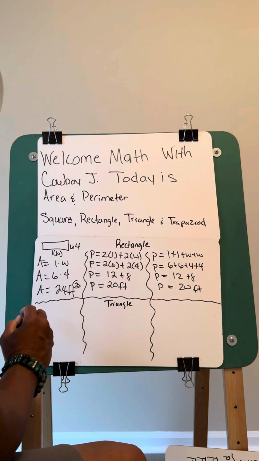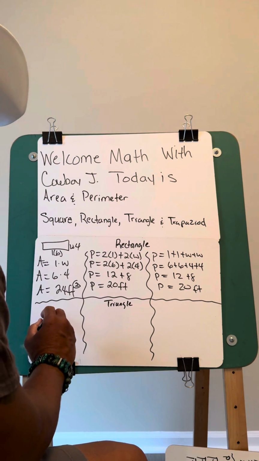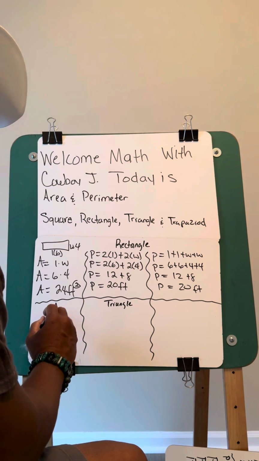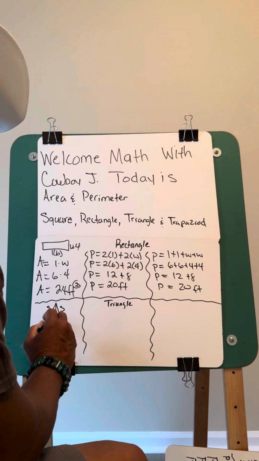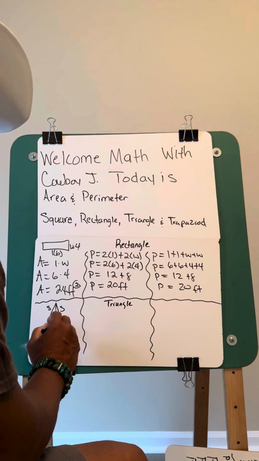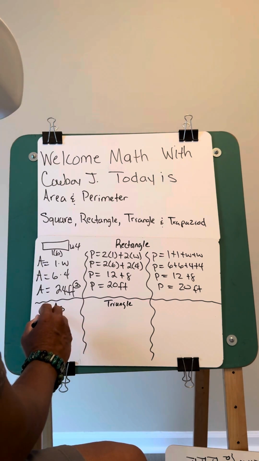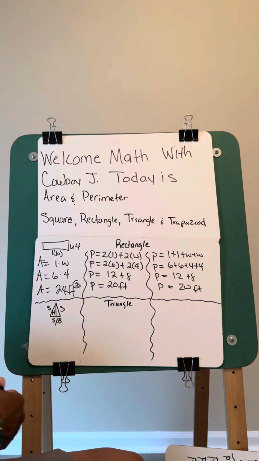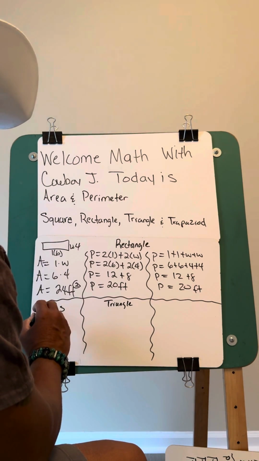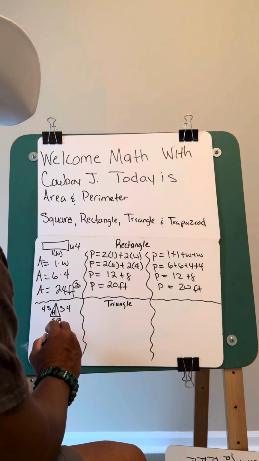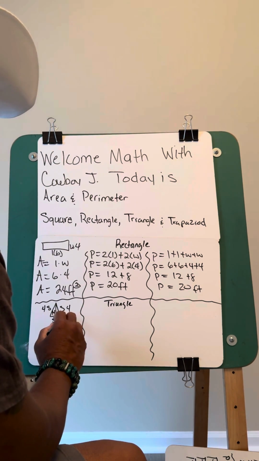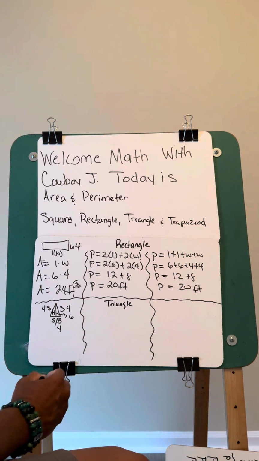Triangle. So with a triangle, you get a side, a side, a side, a base, and a height. A side, a base, and a height. So let's say our triangle had a 4, a 4, a 4, and the height was 6.